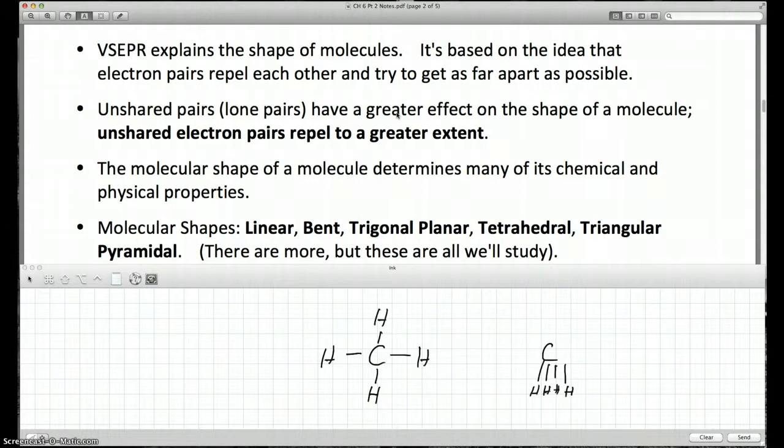Unshared pairs, like if I draw NH3, the nitrogen has an unshared pair. So the nitrogen here has 2 electrons that are what we call unshared pairs, or lone pairs. Now these have bigger repelling powers than shared electrons. The molecular shape is important. One of the reasons water is such a useful and necessary molecule for life has to do with its shape. Its shape determines a lot of its chemical and physical properties.